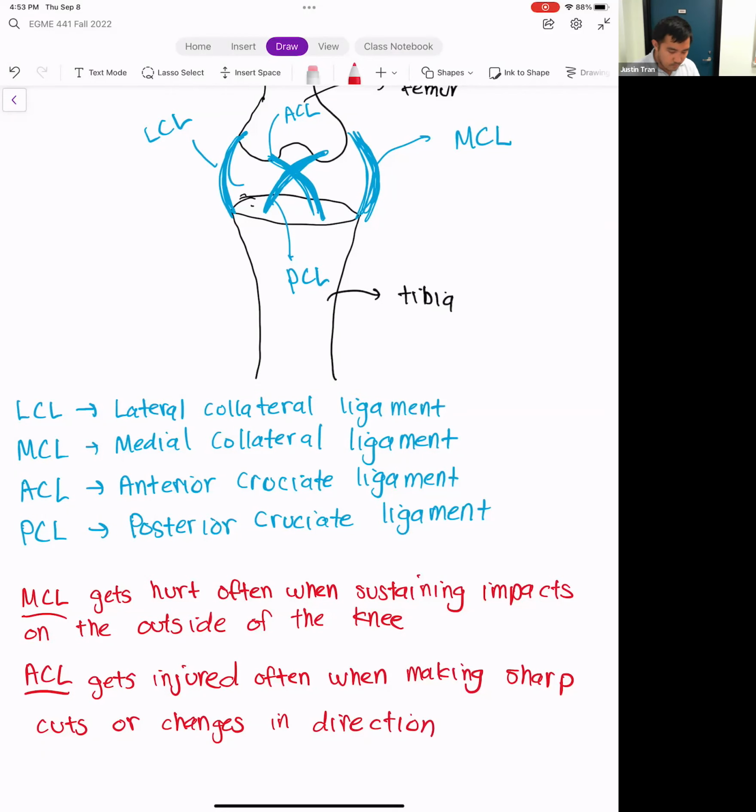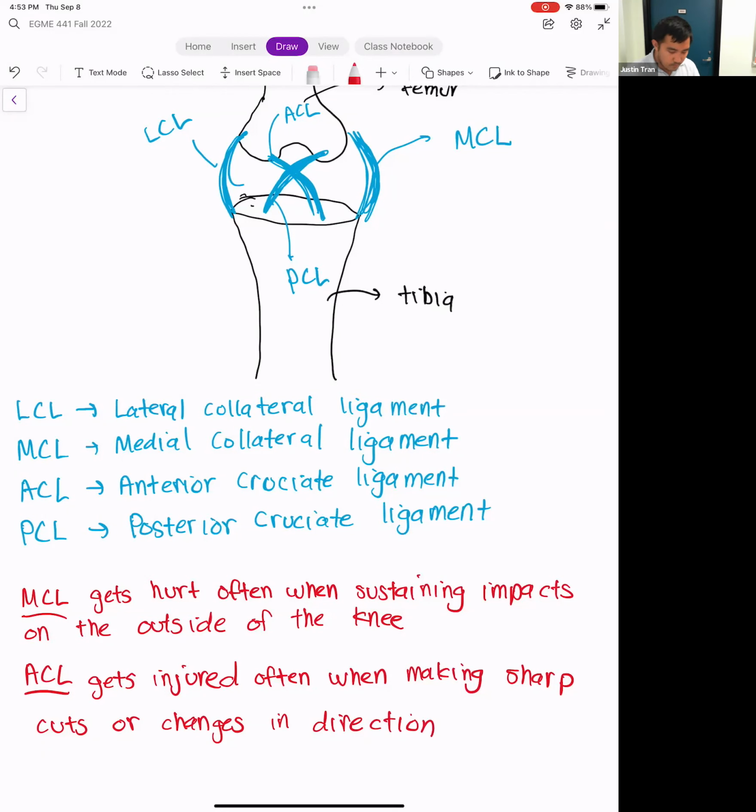So, it is possible to injure your LCL and your PCL, but those are quite uncommon, and you'd probably have to do something pretty unnatural in terms of your movement or the situation that you're in to injure those ligaments. All right. Any questions on this?